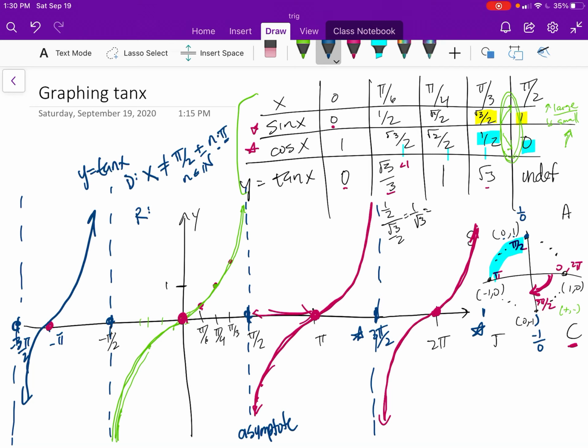The range, however, is negative infinity to infinity, right? It goes forever down, forever up in each of these little sections of tangent.